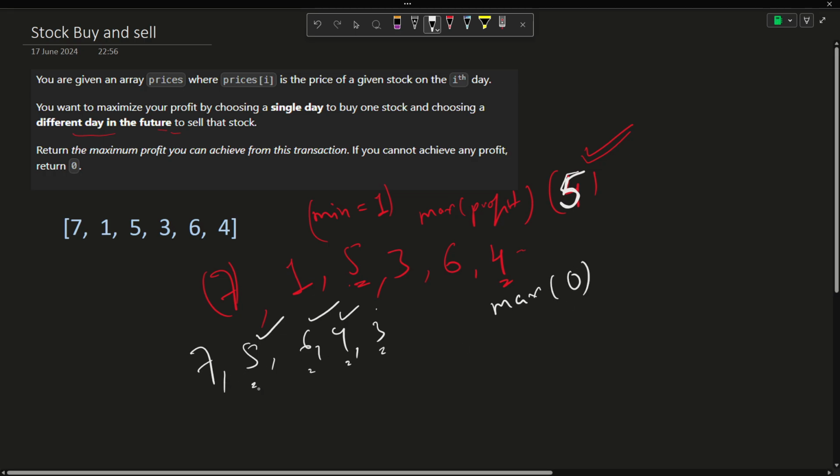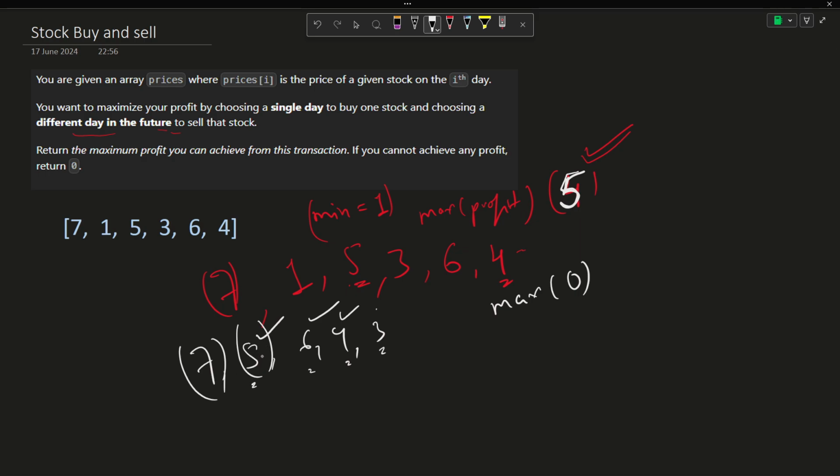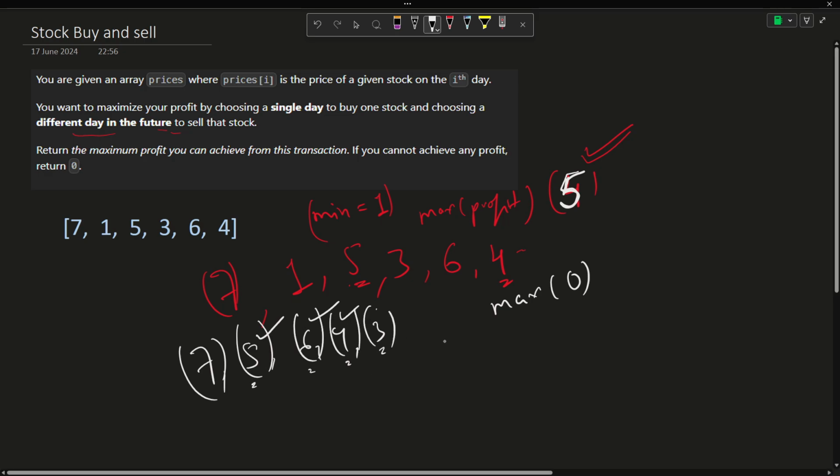Every day we find a minimum value, right? 7, if we say this is the minimum, then 5, we can say okay, the 5 will become the minimum. As soon as anything becomes the minimum, we'll say okay, there's no need to check for the profit. Then likewise we just go forward, and maximum profit will always be 0.